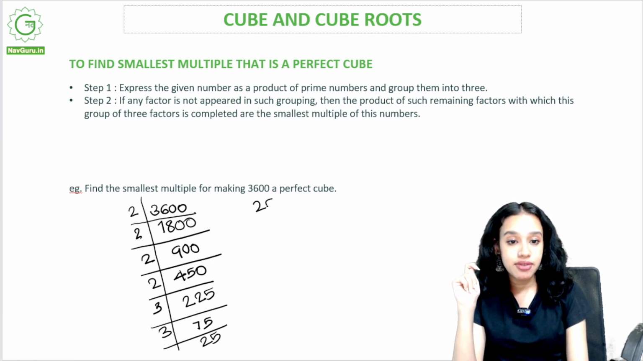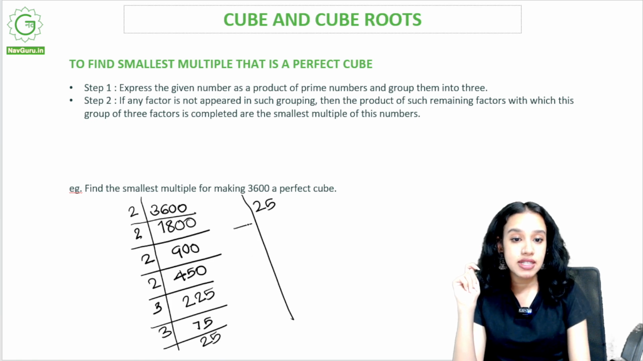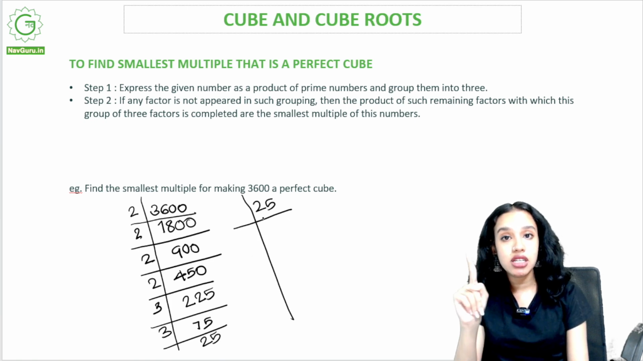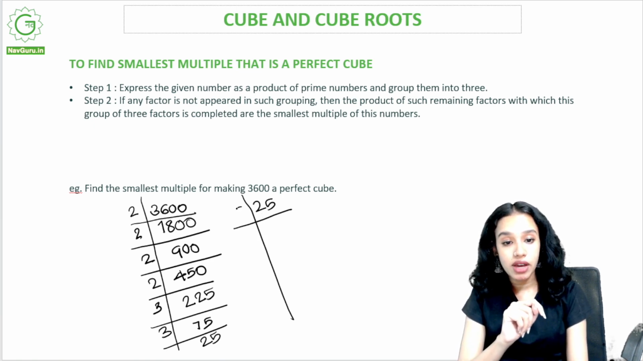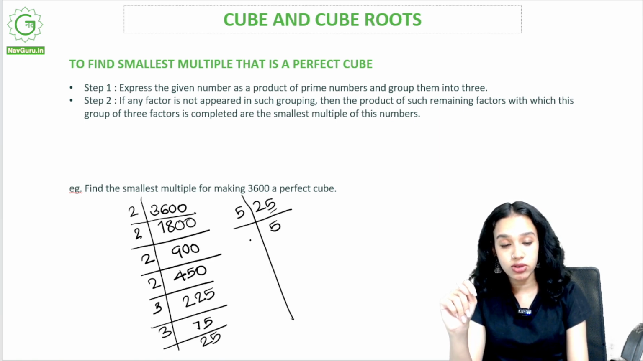Now we have 25 here, prime factorizing it. Is it divisible by 3? No, it's not. Now what is the next prime number which divides 25? We have 5 here, right? The last digit is 5. So we have 5 into 5 is equal to 25.